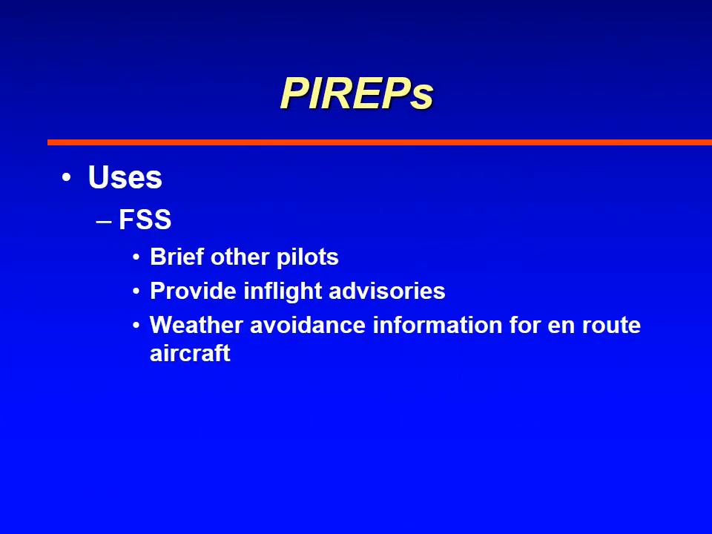Flight service stations use the information to brief pilots. In other words, they'll take your pilot reports and pass them on to other pilots that are going through the same area. Also, they help with in-flight advisories. Advisories are forecasts of hazardous weather. And also, while you're flying along, sometimes you call up flight service station to get the weather en route. And that information can be passed along. The pilot reports that you make can be passed along to those pilots who are looking for information between two different locations.